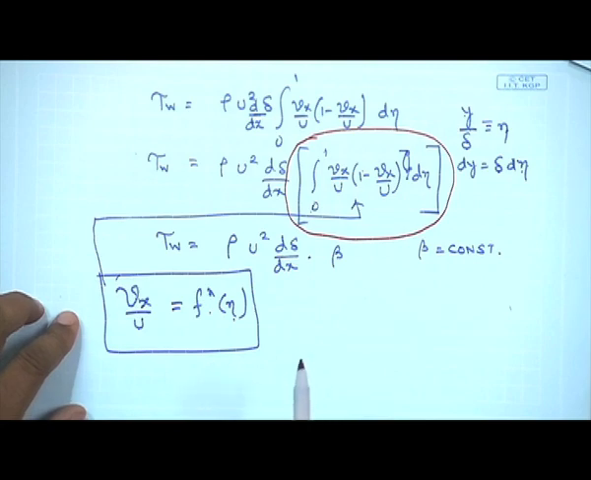So, the only job that one has to do in solving a problem with the momentum integral equation is to suggest what would be the profile of Vx by u in terms of eta. Now, one can choose a linear profile, a parabolic profile, a cubic profile, or some other profile. Surprisingly, you would see that the results are going to be very close to the one that we have obtained from the Blasius solution. Why? That we will discuss later.